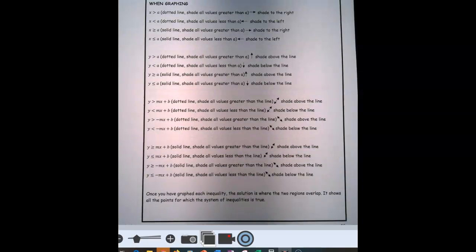Now, here's the difference between how we were shading before and how we're shading now. Remember, we just had one number line. This time, it's all going to be about where the regions overlap. So once you graph each inequality, and I'll show you that, you're going to have colors on one part, colors on another part, but where they overlap, that's where all of your answers lie. So let's go ahead and get into some graphing.